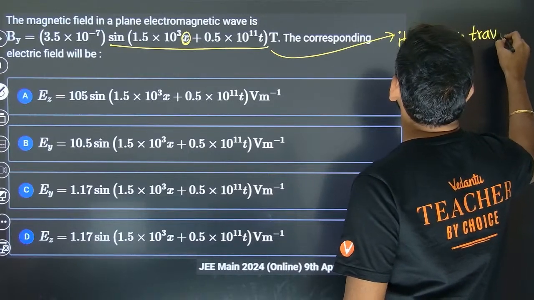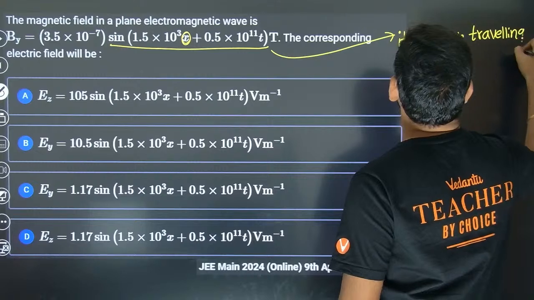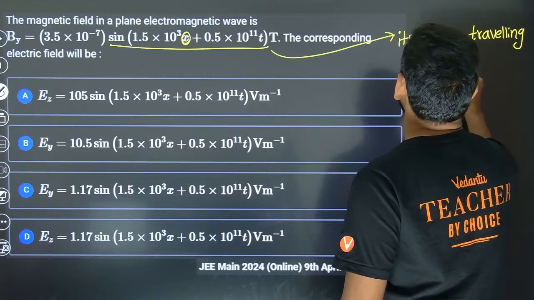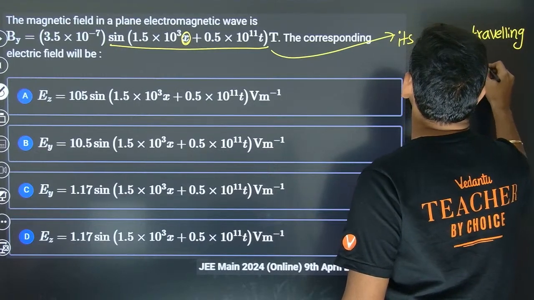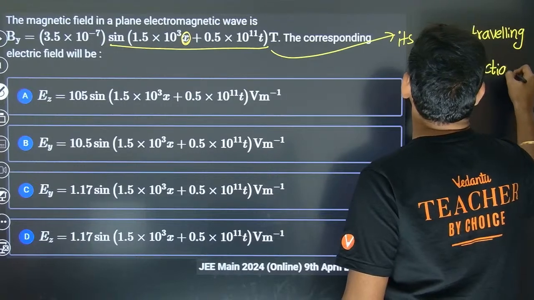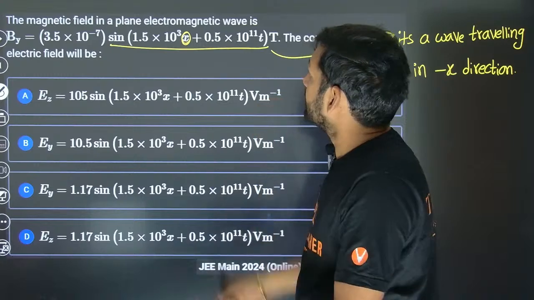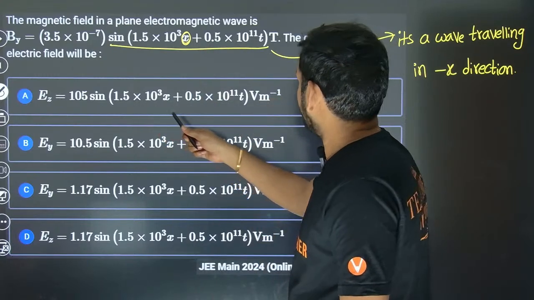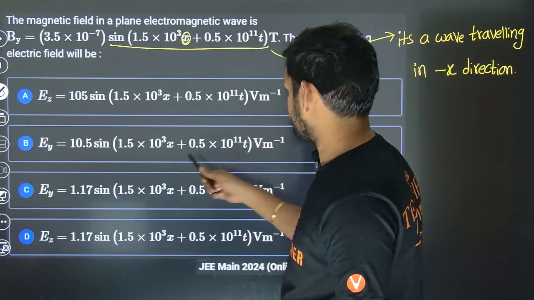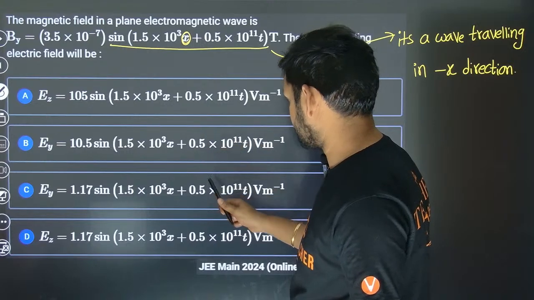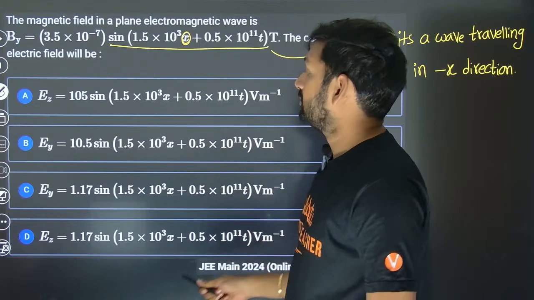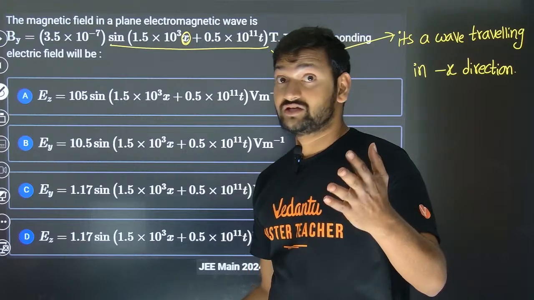That means it's a wave traveling in negative x direction. It's a wave traveling in negative x direction. Okay, fine. I should have the same function. Where are those options having the same function? Same function, same function, same function, same function. They're smart, man. Everything is the same.